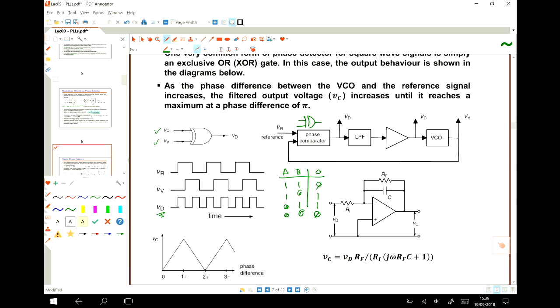And then I apply this to a low-pass filter. This is a simple low-pass filter, an active low-pass filter, actually. So the low-pass filter including the gain. Both of these two are the low-pass filter with the gain, because the DC gain of this is RF divided by RI. So this is the gain of DC.